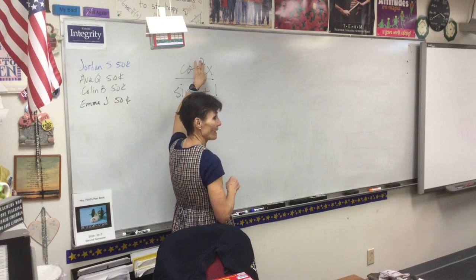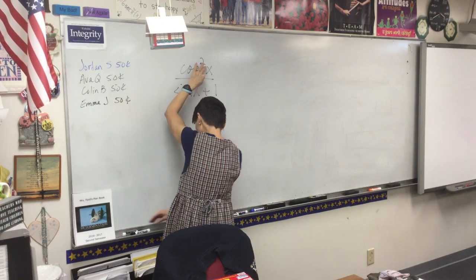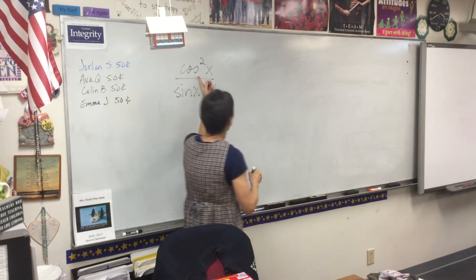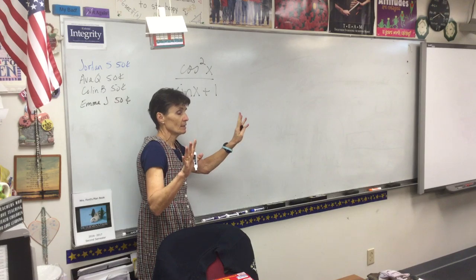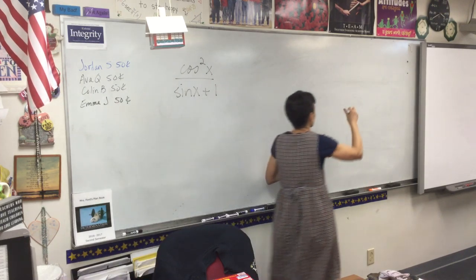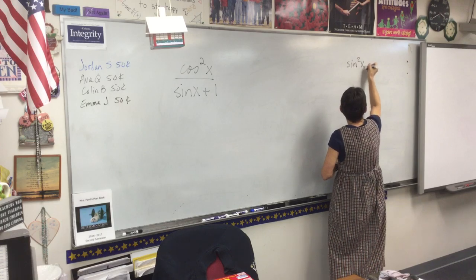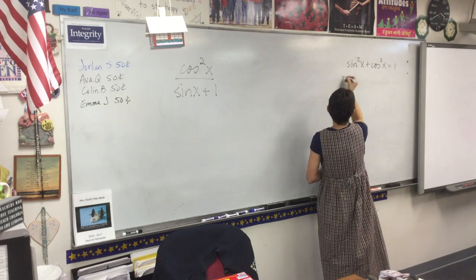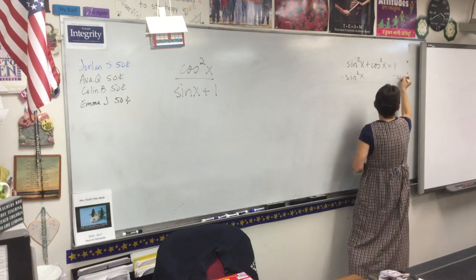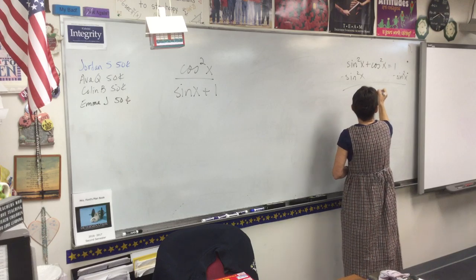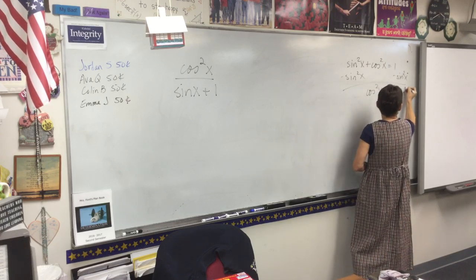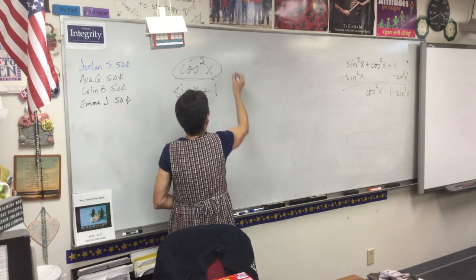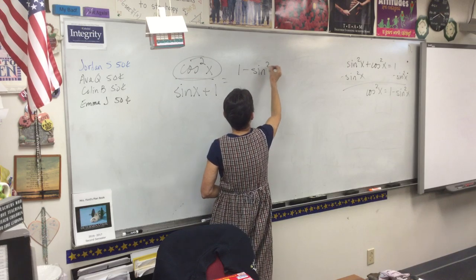Cosine squared is 1 minus sine squared. That is exactly right, Mr. Schleybecker. Now, for the rest of you, he said there's something special about cosine squared. I don't know exactly what it is, but I got this identity that says sine squared plus cosine squared is 1. So if I subtract sine squared, then cosine squared equals 1 minus sine squared. So I could replace this with 1 minus sine squared.